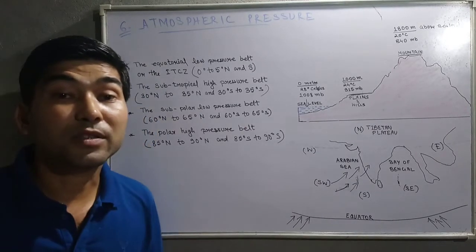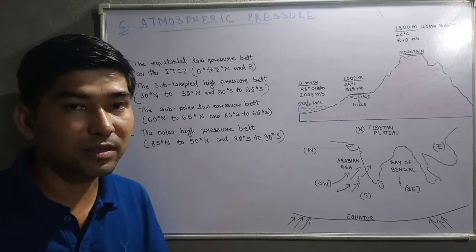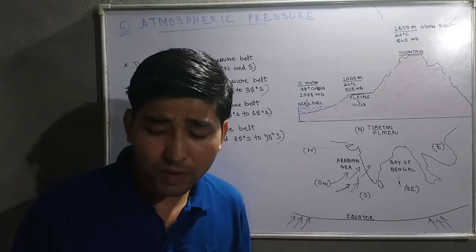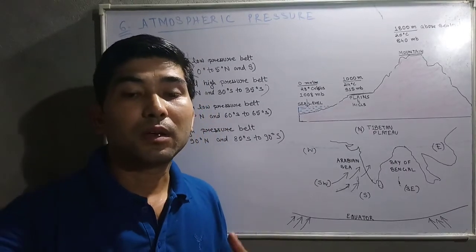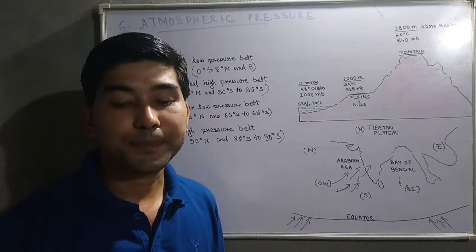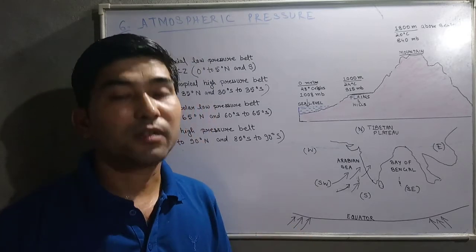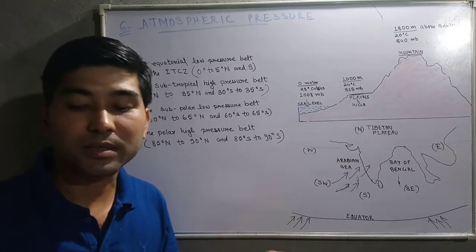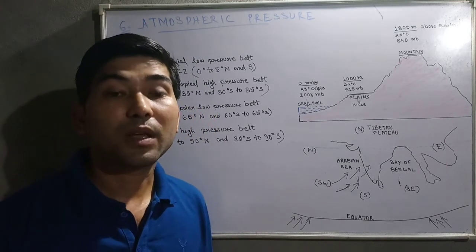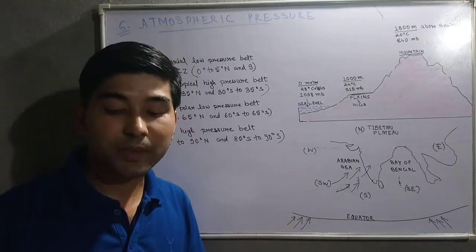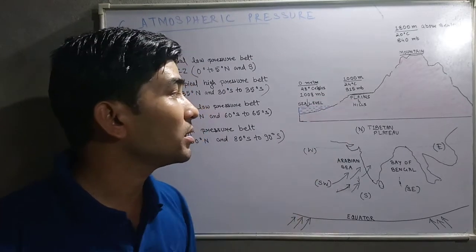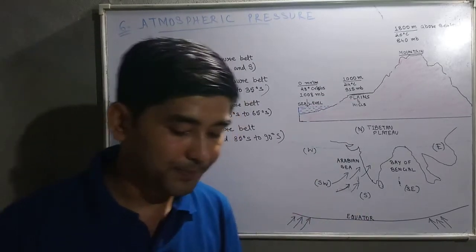So anything which occupies space and has weight exerts pressure too. So atmospheric pressure is simply the weight of the atmosphere per unit area. It is the force exerted by air on the surface of the earth. It is measured with the help of a barometer. Atmospheric pressure is measured in millibars, written as MB. Okay, that we will discuss here.